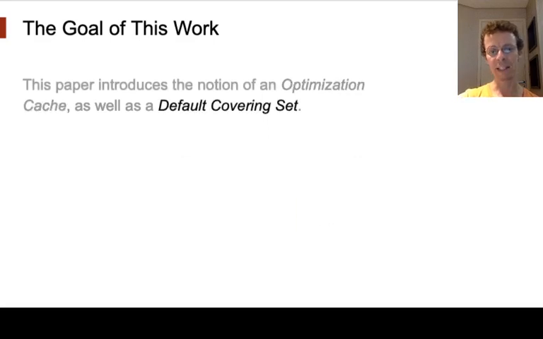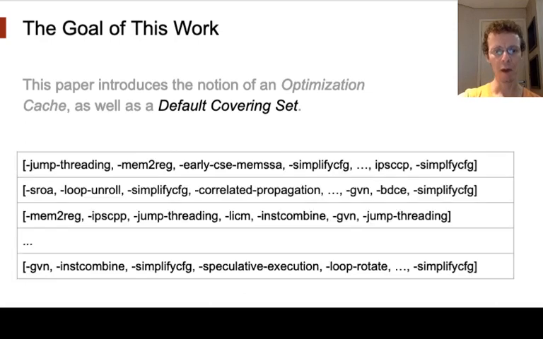And the covering set is a small ensemble of optimization sequences that, once combined, tend to be good for any program. And that will be the main topic of this presentation. In our study, we found 22 small sequences for LLVM. These sequences are good for code size reduction.